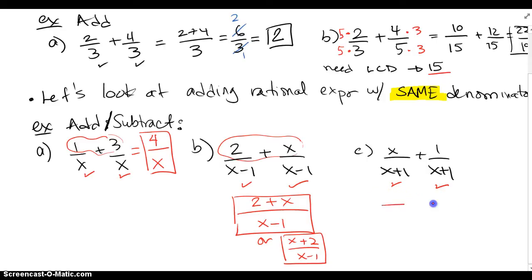Part C, again, check, check. They're both the same denominator, so keep the common denominator. Add the numerators, which we can't because they're not like terms, so just leave it as an x plus 1. And then notice, like this problem in part A, I can actually in my last step do some reduction, and when I do the reducing, my final answer happens to be just 1 in this case.